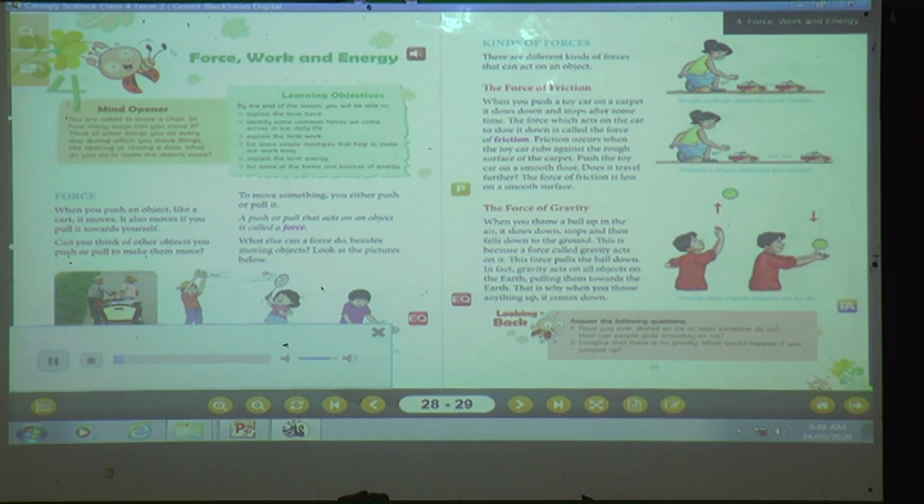Mind opener. You are asked to move a chair. In how many ways can you move it?